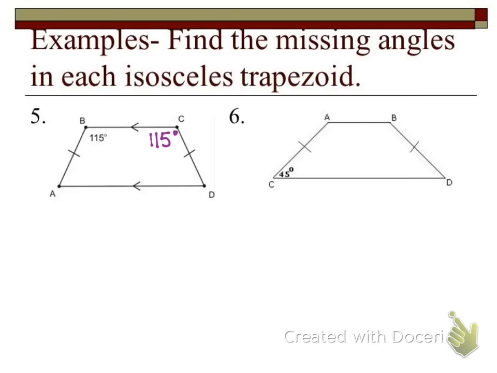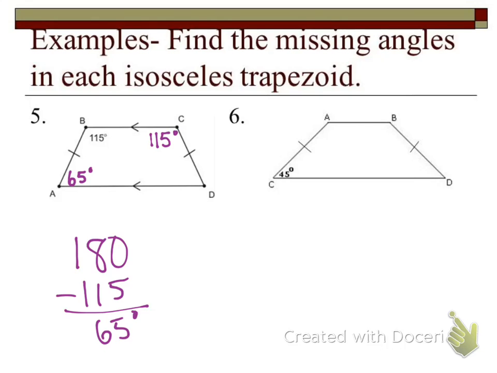Now I'm going to give you a second to try to think of a way we can find A and D. Any ideas how we're going to find A and D? Yep, you do 180, subtract 115, and what does that give you? 65, good. So that gives us the measure of angle A, and then what's the measure of angle D? 65, they're always the same, good. So once you find one of them, you have the other one automatically. Good.